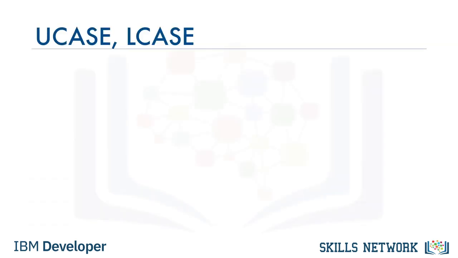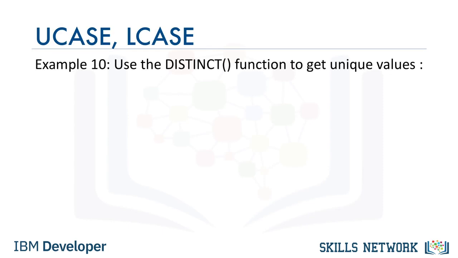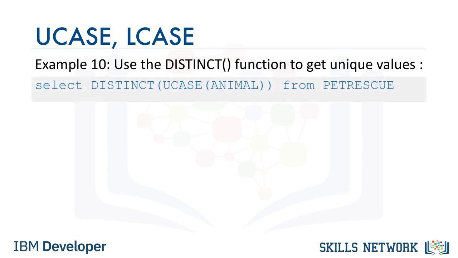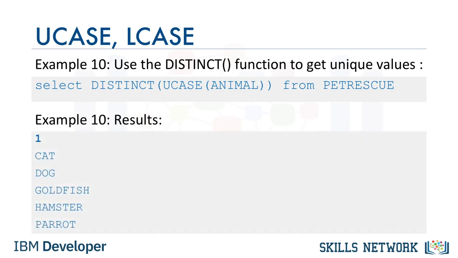You can also have one function operate on the output of another function. For example, to get unique cases for the animal column in uppercase, select distinct ucase(animal) from pet rescue.